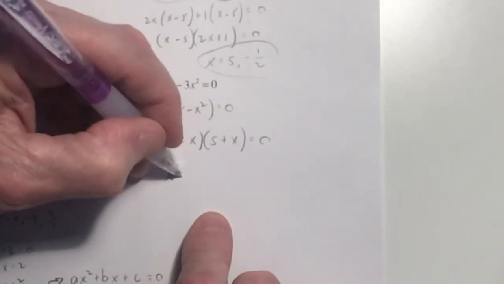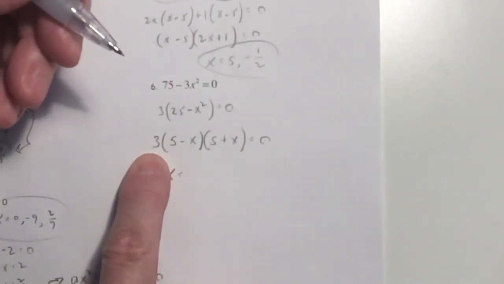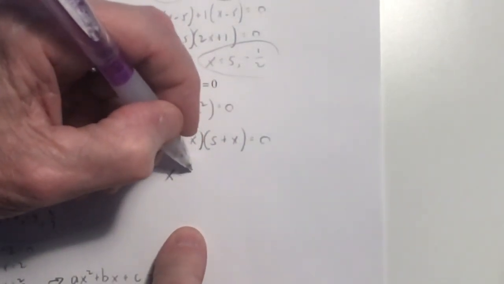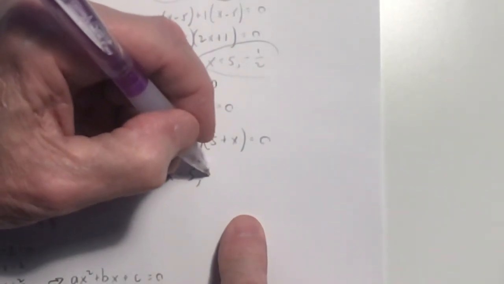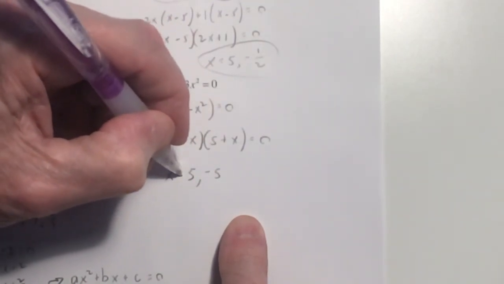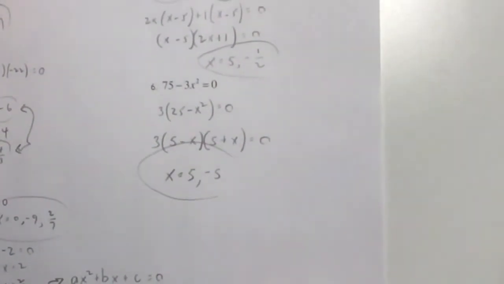When does this equal 0? When does this equal 0? Never. So we don't get a solution from that factor. This gives us the solution positive 5. This one gives us the solution negative 5. So 2 solutions for that. And that brings us to the end of page 1.